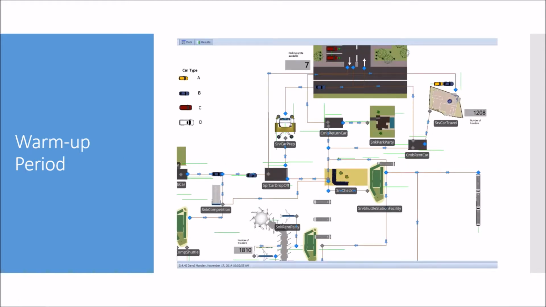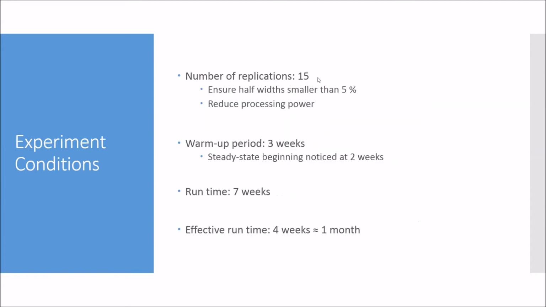To determine the warm-up period of our model, we ran the simulation and we found out that 14 days into it, the number of travelers, or number of renters, and the number of people who parked their car at our lot stabilized around 1200 and 1800, and also the parking spots available at our parking lot stabilized around 7, and they could go up to 50, but pretty much it began to approximate steady state.